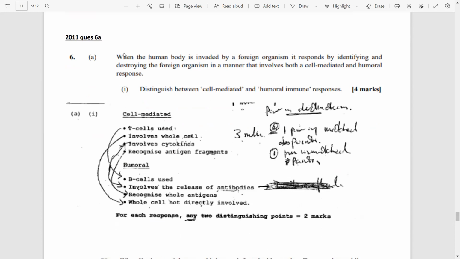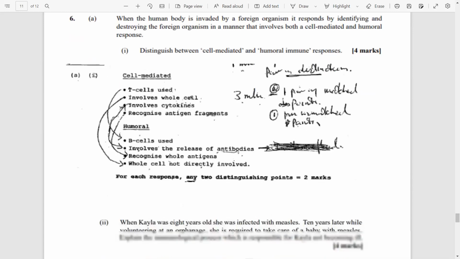So this one says, when the human body is invaded by a foreign organism, it responds by identifying and destroying the foreign organism in a manner that involves both a cell-mediated and humoral response. Distinguish between cell-mediated and humoral responses. So cell-mediated, we know that the T cells are used. It involves the entire cell. It involves cytokines. These are special chemicals released by T cells, and they recognize antigen fragments.